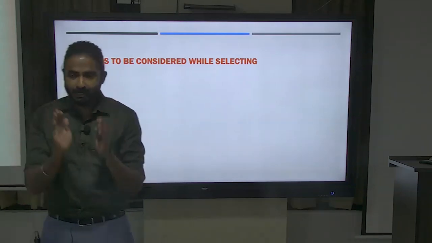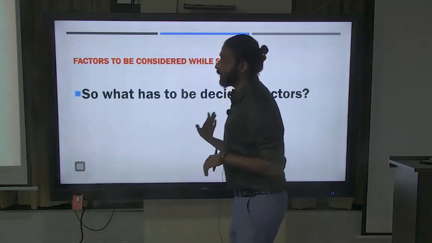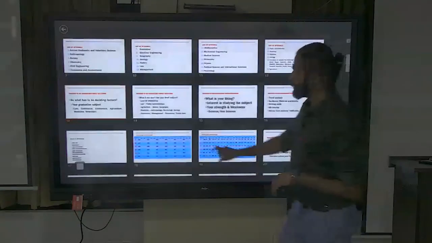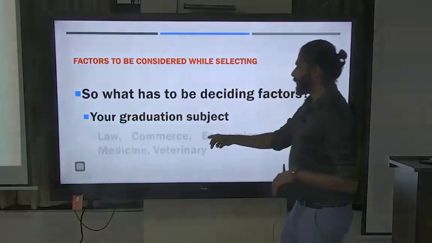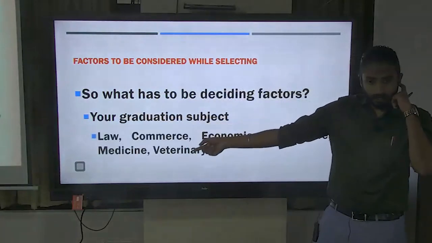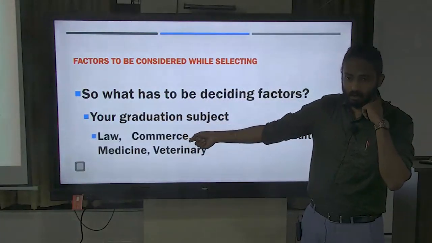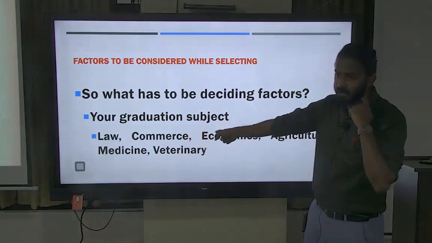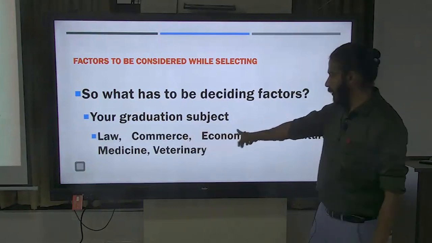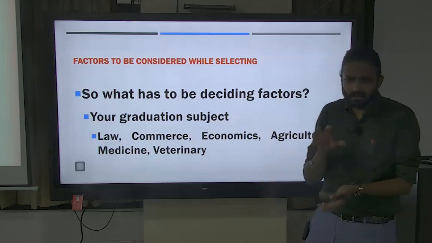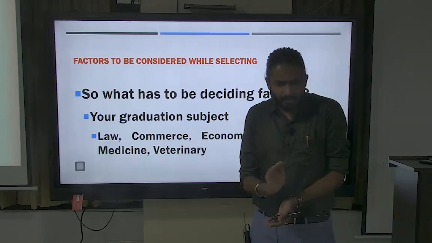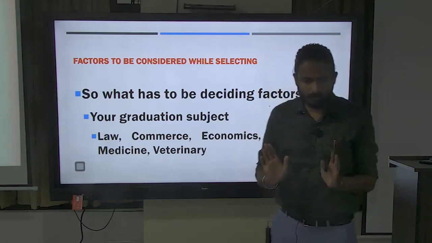So one aspect generally you can consider is your graduation subject. If you have studied law, if you are a lawyer, there is a possibility of picking law. If you have studied commerce there is a possibility of picking commerce and accountancy, similarly engineering. These are all subjects you generally pick if you have done them in graduation.